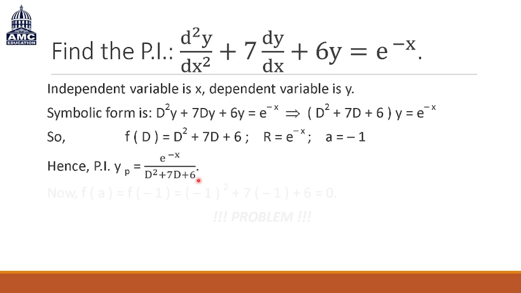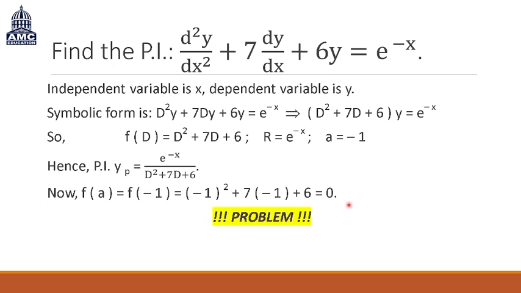Now we shall find out what f of a is. Since a is equal to negative 1, f of a is equal to f of negative 1. In order to find this number, we substitute D equal to negative 1 in the expression of f of D. So what we get is negative 1 whole squared plus 7 multiplied by negative 1 plus 6, which is equal to 0. Oh wow, it's 0. It's a problem. What do we do next?